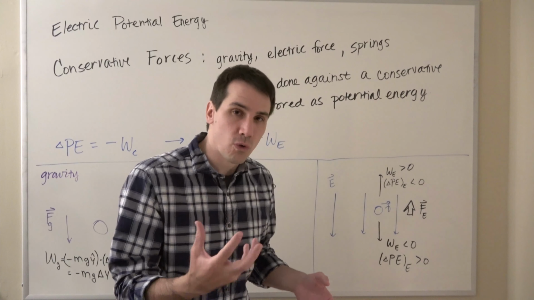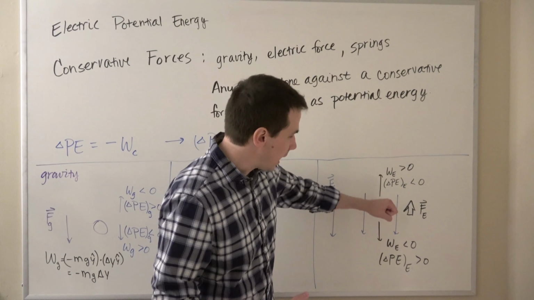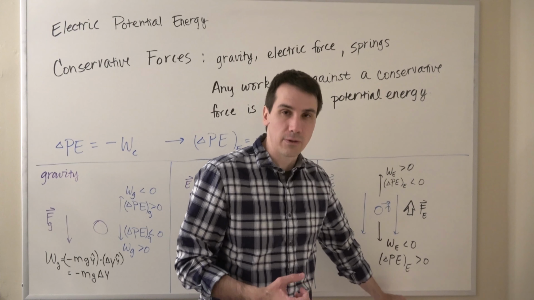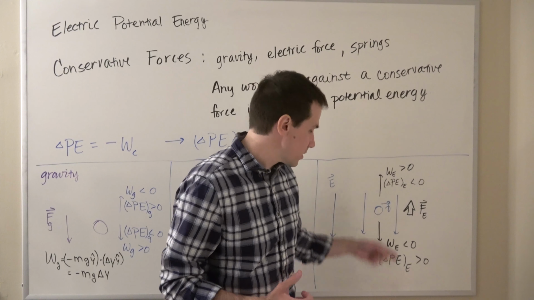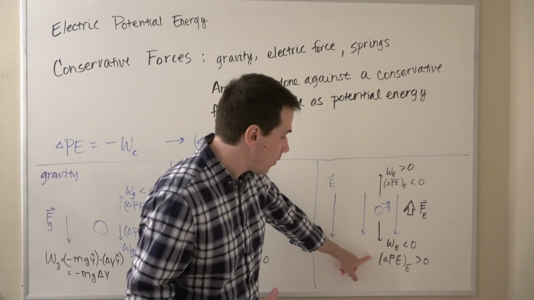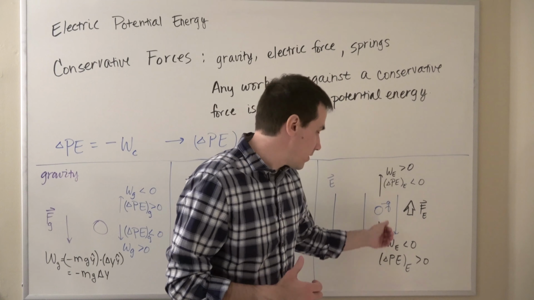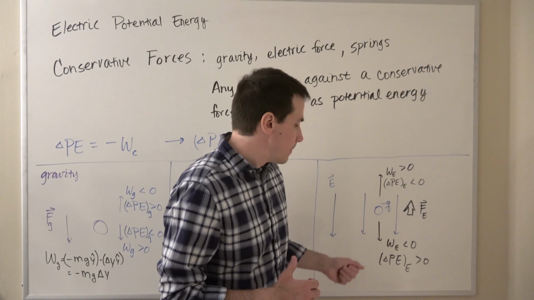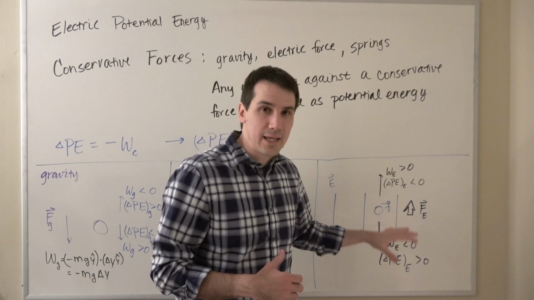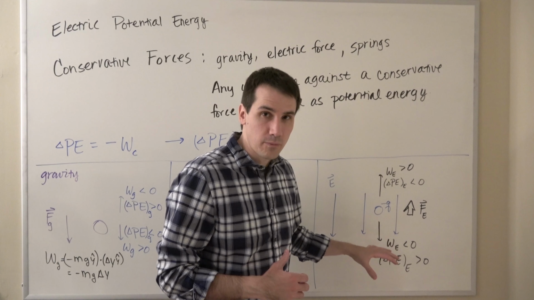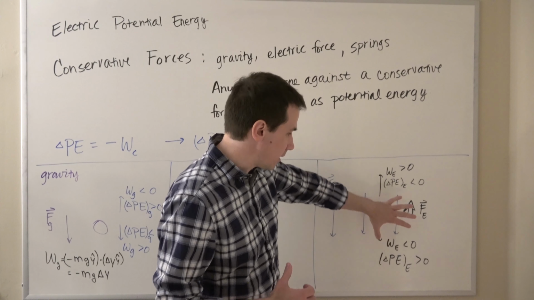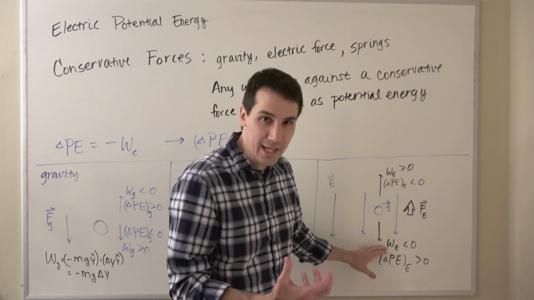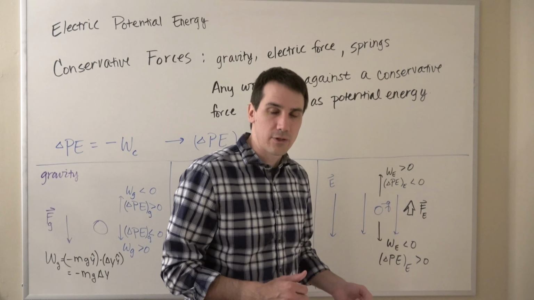If I want to store more energy in this particle, I need to pull the particle against the electric force downward. So now moving downward with this negatively charged particle will increase its electric potential energy because the electric field will be doing negative work. I will be storing more energy.